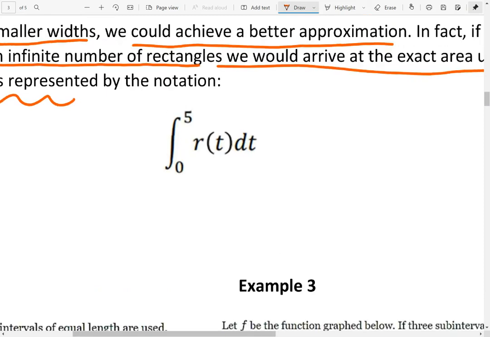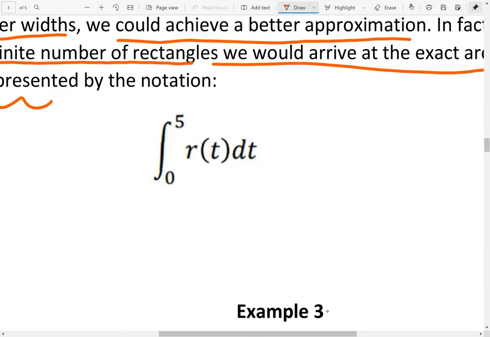It looks like this. You have your integral symbol, and the numbers at the top and the bottom are called your limits of integration.